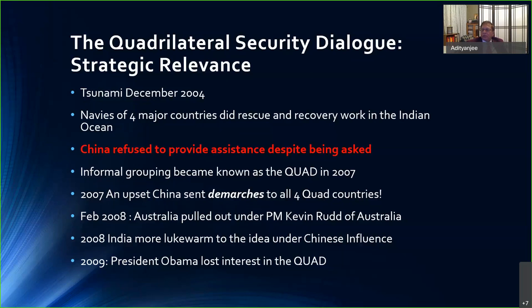Also in 2008, George Bush was in his second term, and in 2009, President Barack Obama came. So after George Bush demitted office, there was total lack of interest in the United States in the Quad, because at that time there was a major financial crisis, a banking crisis, people were losing jobs and banks were unfolding. So Quad became totally out of fashion in the United States at that time.